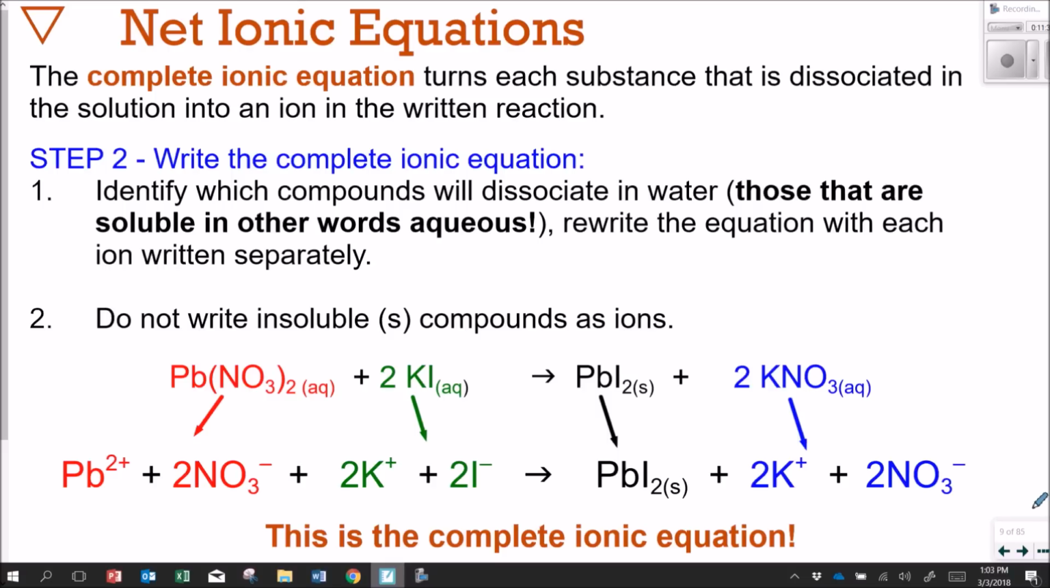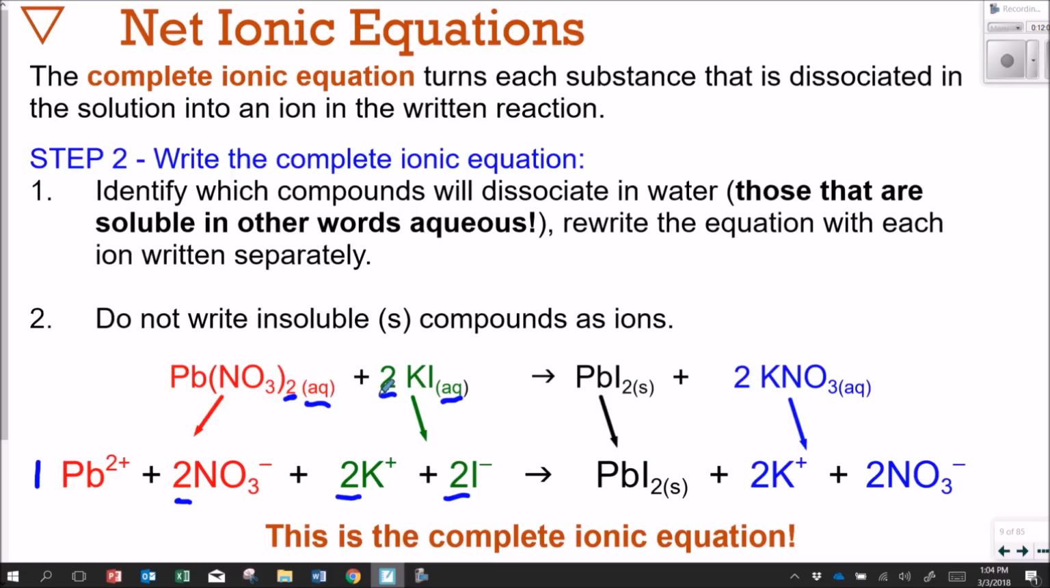Lead-2 nitrate is soluble, so it will dissociate into 1 mole of lead-2 plus and 2 moles of nitrate ions because I have a 2 here. Potassium iodide is also aqueous, so it will dissociate into 2 moles of potassium ions and 2 moles of iodide ions because I have a coefficient of 2 here.